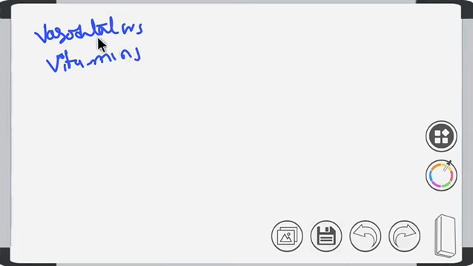We can use vasodilators. We can give vitamins. We can give mast cell stabilizers. We can also give antihistamines. These are the other drugs that we can give.